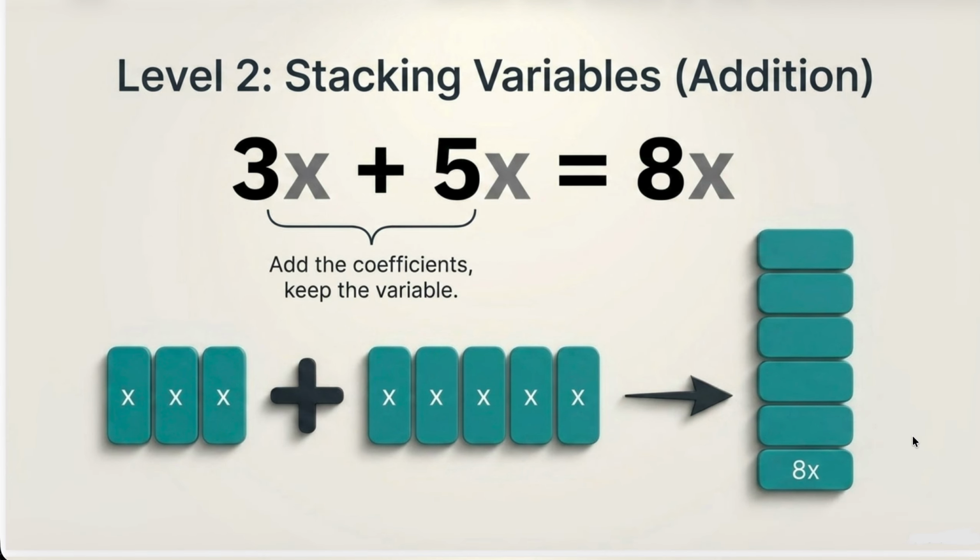Now we combine variable terms. 3x plus 5x becomes 8x. The reason is that both terms have the exact same variable part, x, so we add the coefficients, the numbers, 3 plus 5, and keep the x the same.